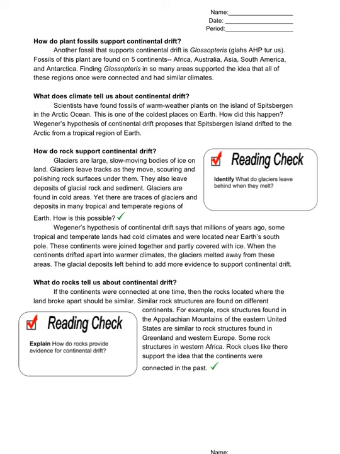How do rocks support continental drift? Glaciers are large, slow-moving bodies of ice on land. Glaciers leave tracks as they move, scouring and polishing rock surfaces under them. They also leave deposits of glacial rock and sediment. Glaciers are found in cold areas, yet there are traces of glaciers and deposits in many tropical and temperate regions of the Earth. How is this possible?